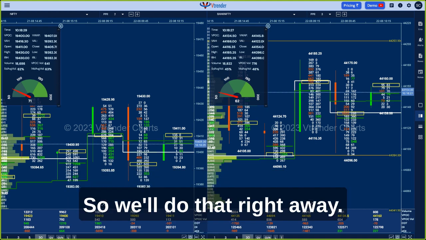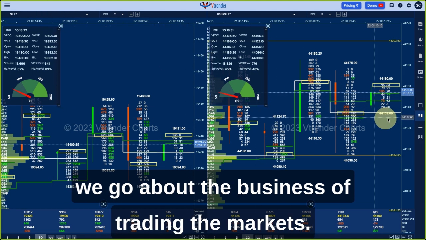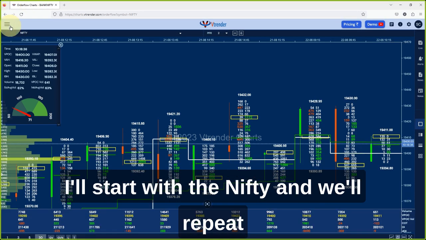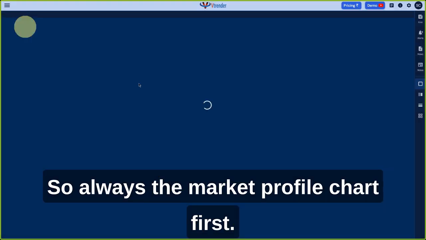So we'll do that right away. We'll just walk through a correct process to apply as we go about the business of trading the markets. I'll start with the Nifty, and we'll repeat this for the bank Nifty as well. So always the market profile chart first.